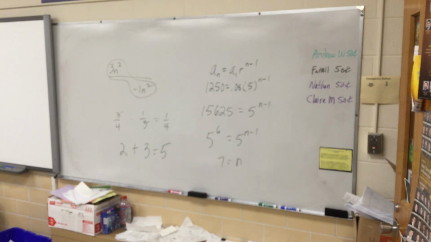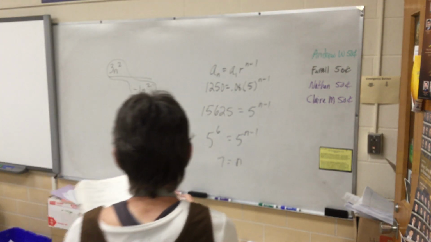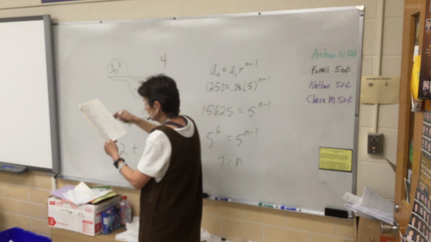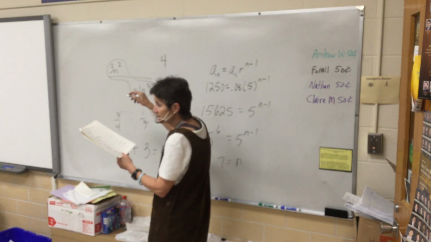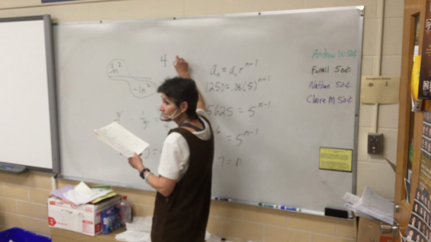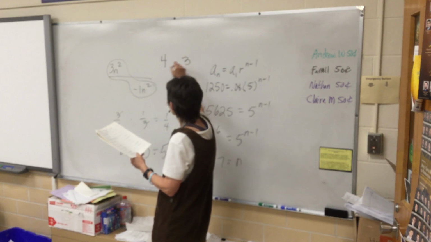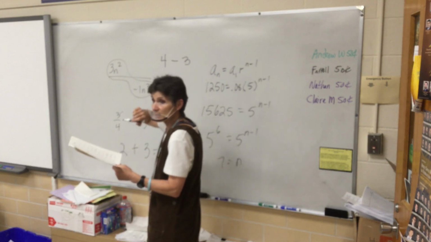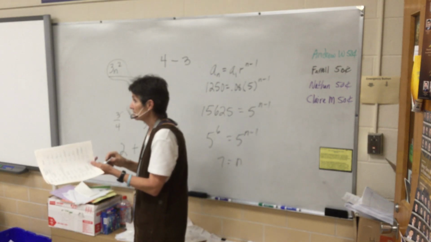Right? And then J is another two-parter. What's the limit of the first piece? 4. What's the limit of the second piece? 3. And I'm subtracting those. So the answer is 1. 4 minus 3.